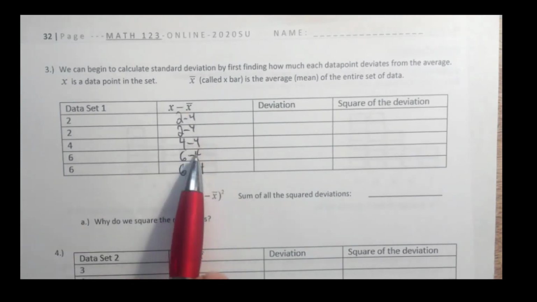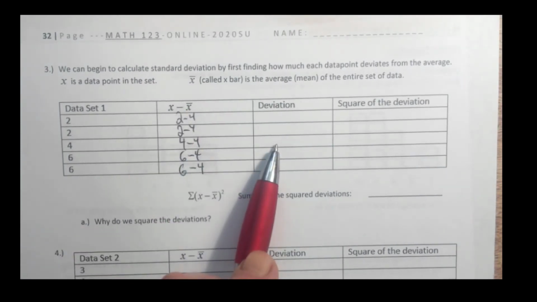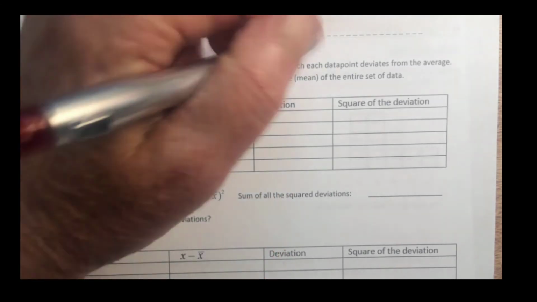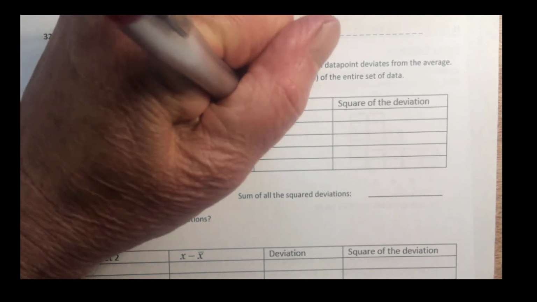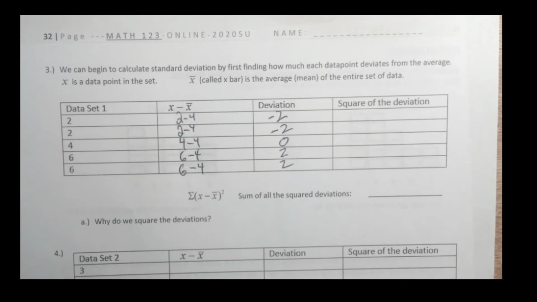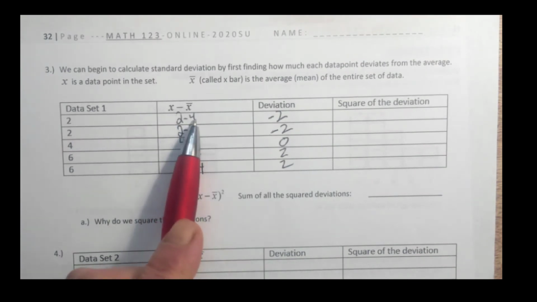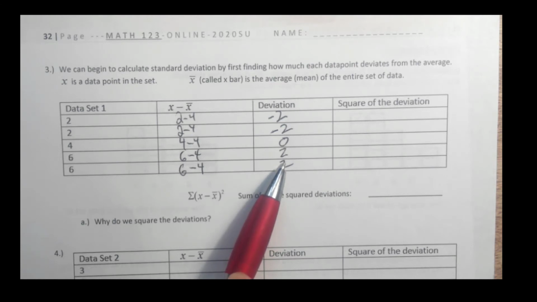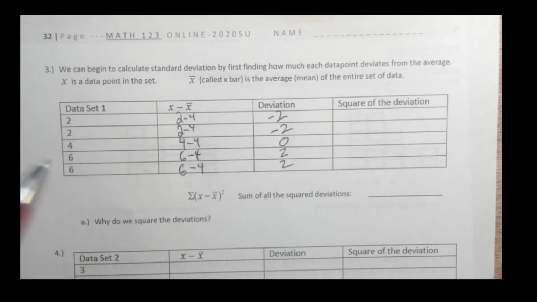And from here, we just subtract and get the deviations. So the deviations are -2, -2, 0, 2, and 2. That makes sense, because 2 minus 4 is -2, etc. Now, if I added these up, I would get 0. Which brings us to another point about the mean. Let me give you an example.